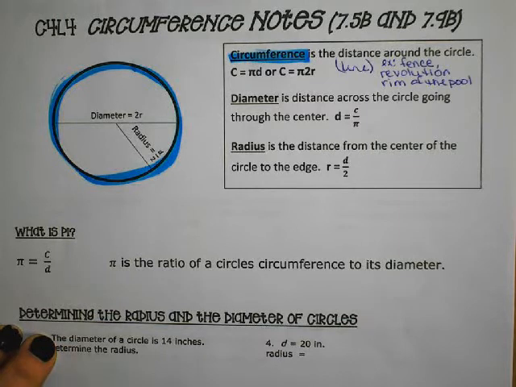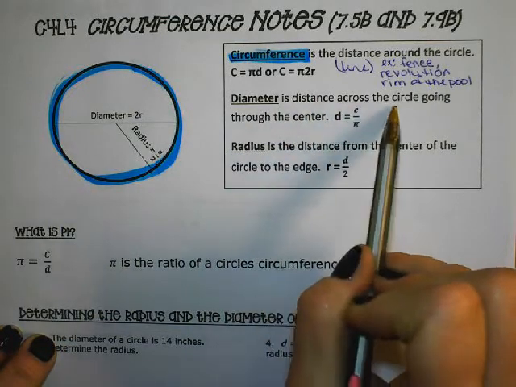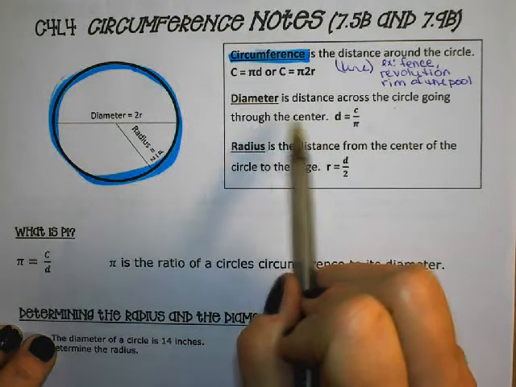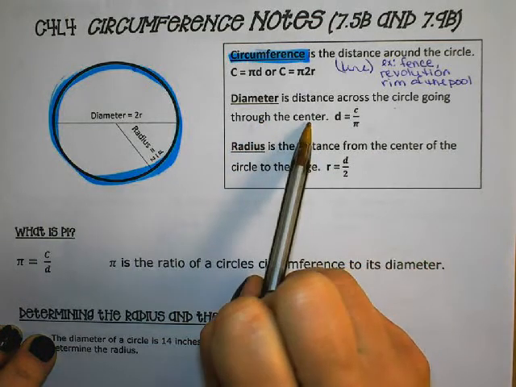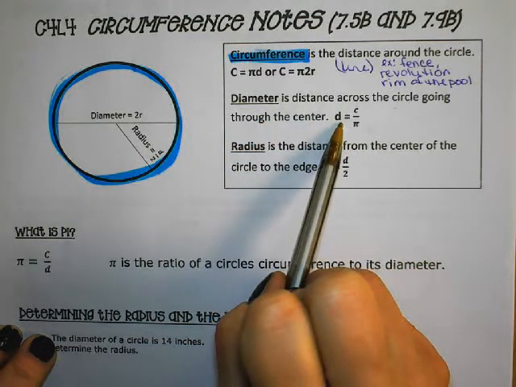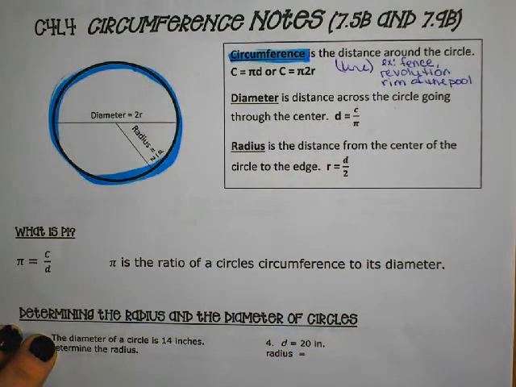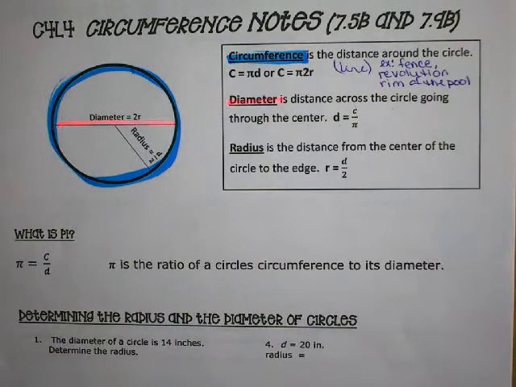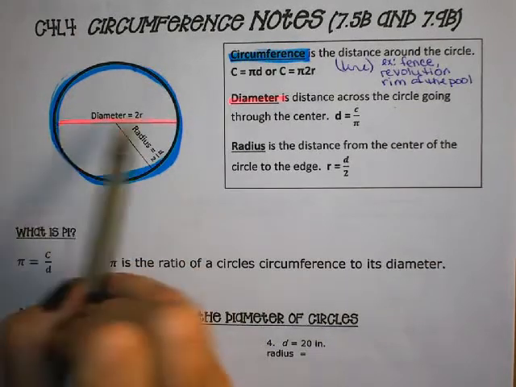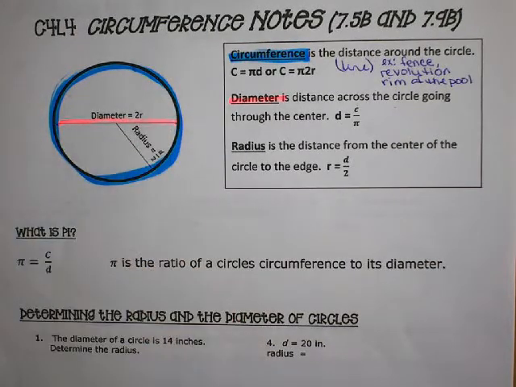The diameter is the distance across the circle going through the center. The diameter can be calculated by the circumference divided by pi. We will talk about that a little bit later. But for now, we are going to highlight the diameter of the circle in pink. If you notice, the diameter of the circle goes from edge to edge of the circle, going through the center.